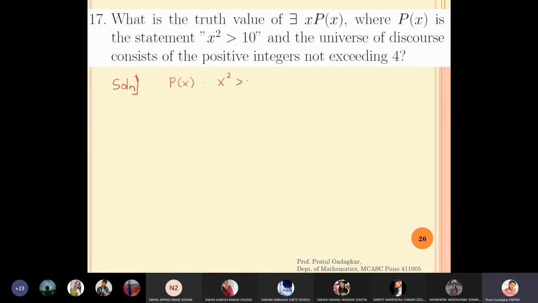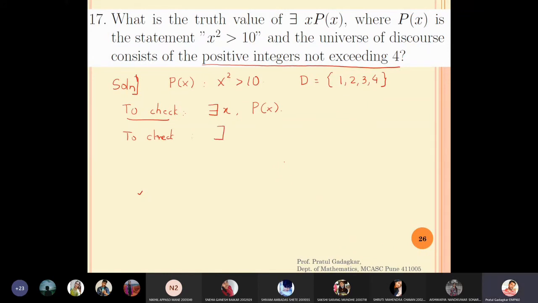And what is the universe of discourse, what is the domain? All positive integers not greater than 4 means 1, 2, 3, 4 are allowed. 5 onwards are not allowed, right? These are all numbers which are not more than 4, which means 4 can come. So this is the domain. What we want to check is the existential quantification, there exists x P(x).